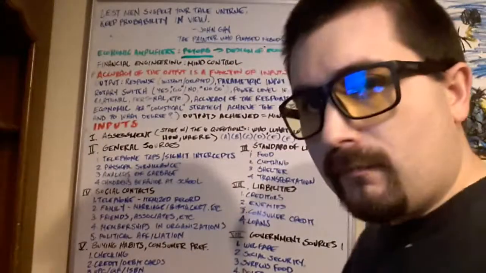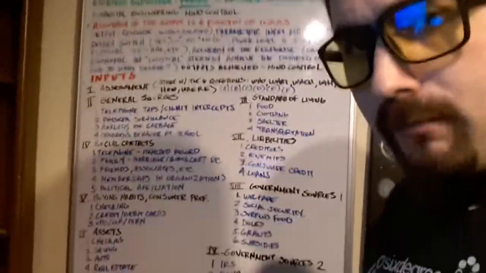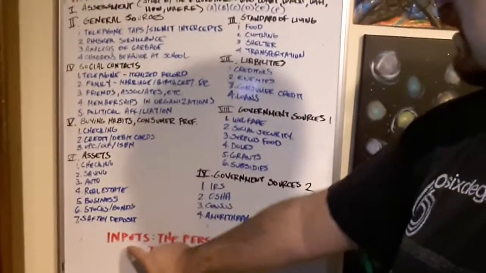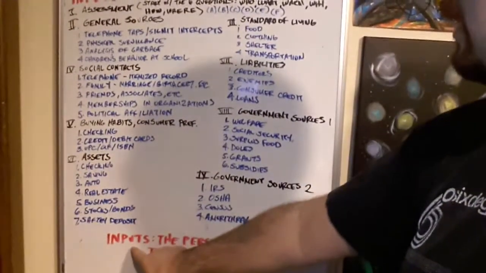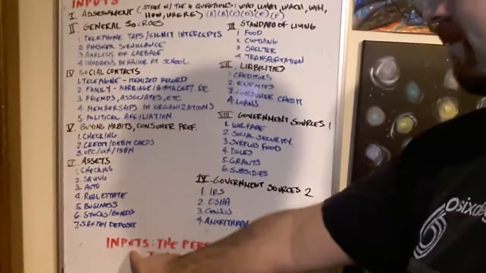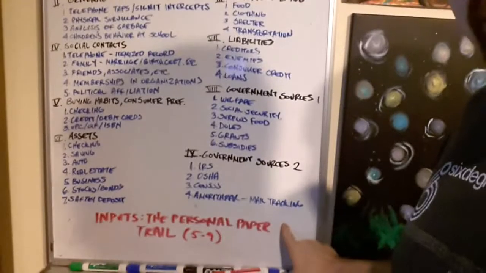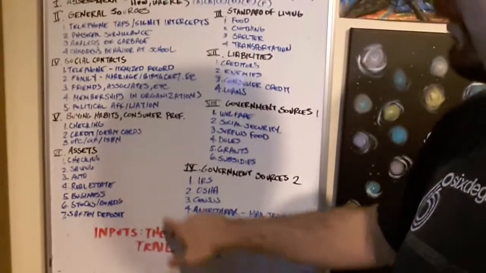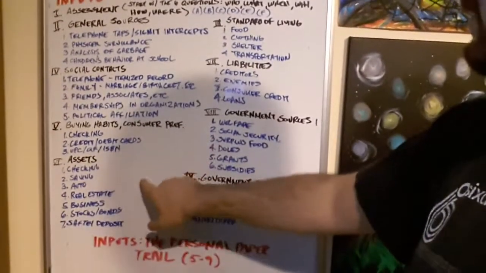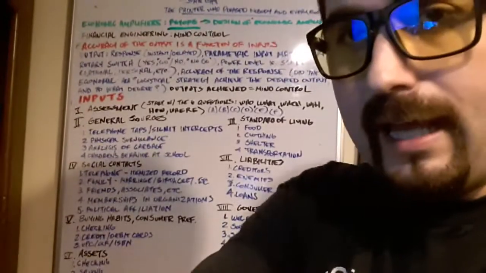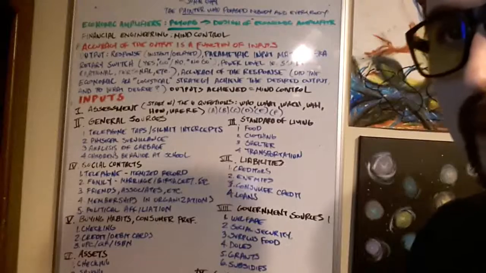Okay. Now, inputs, the personal paper trail is 5 through 9. So 5, 6, 7, 8, 9. I went a little bit out of order because I haven't quite added in standard of living yet.